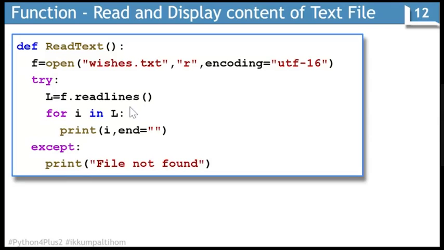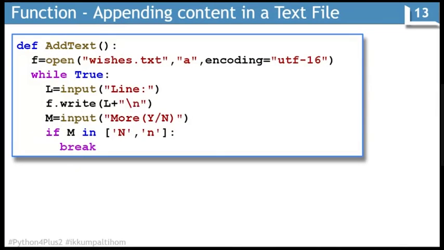Here we'll be reading the entire content of the file, which is going to be a list of strings. And with the help of for i in L, we'll be extracting each string separately. So it is going to display the entire content of the file. With the help of the A option, keeping the entire code of creation the same, the only difference is that instead of writing W here, we are writing A. So we'll be allowed to add more content at the bottom of the file.